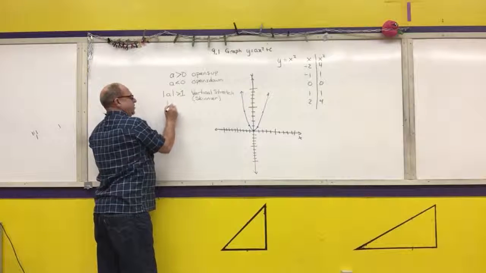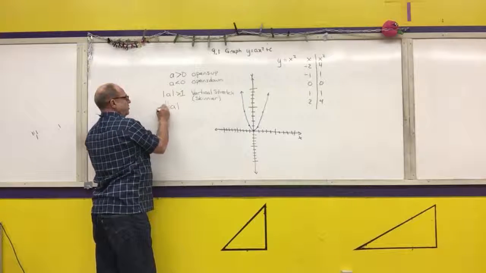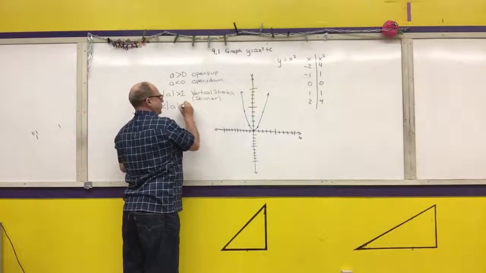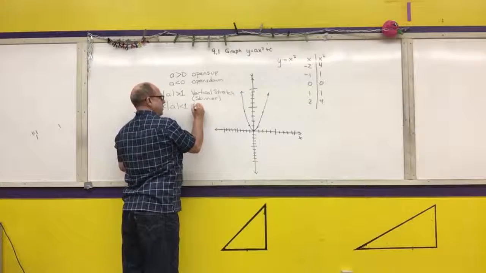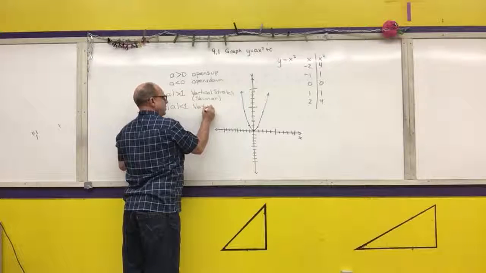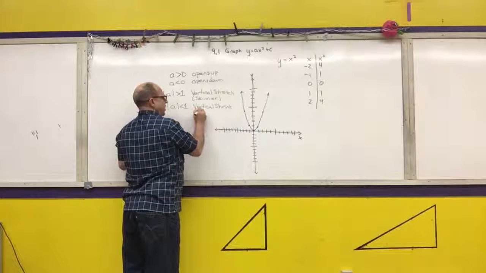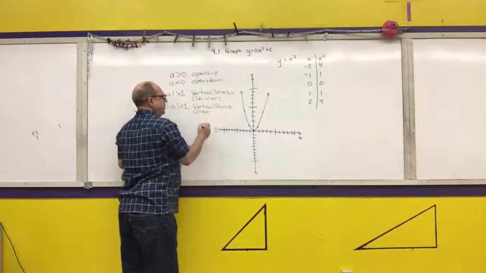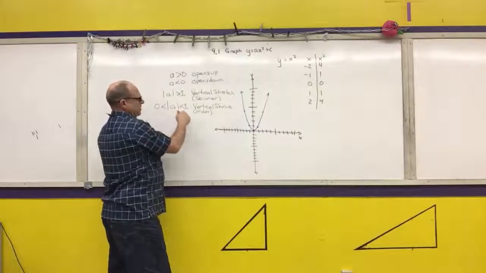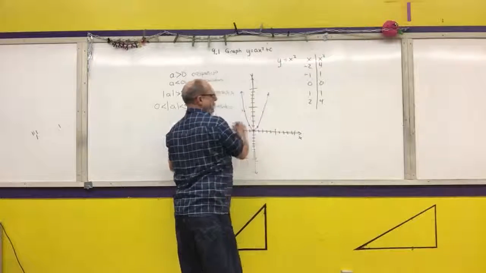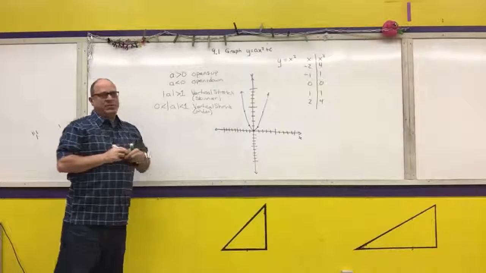And if the absolute value of a is between 0 and 1, it is a vertical shrink. And this would make our graph wider. So if, let's say this is a half, you could think of it pulling down these arms and it's going to graph wider, and we're going to see examples of that.